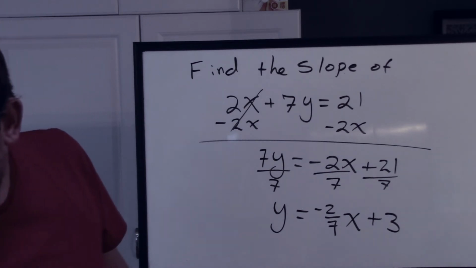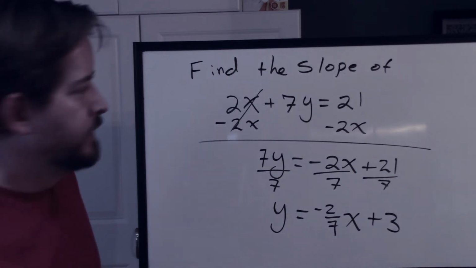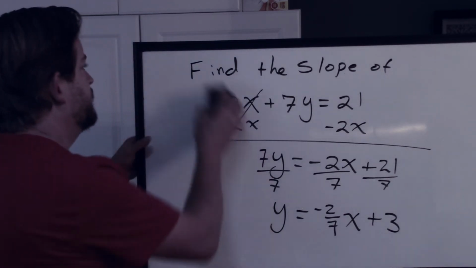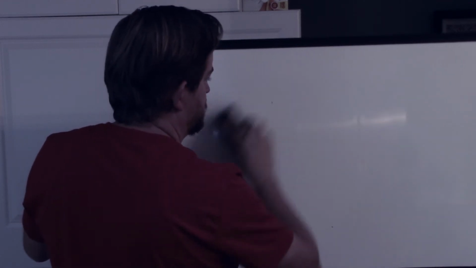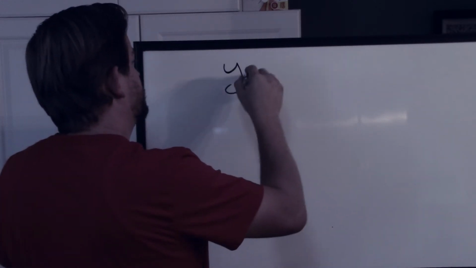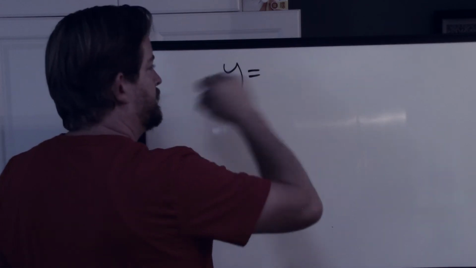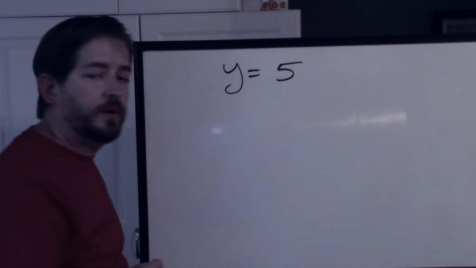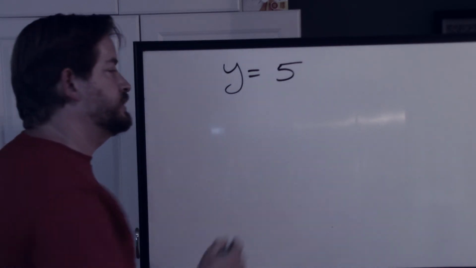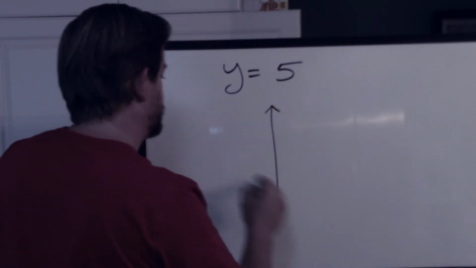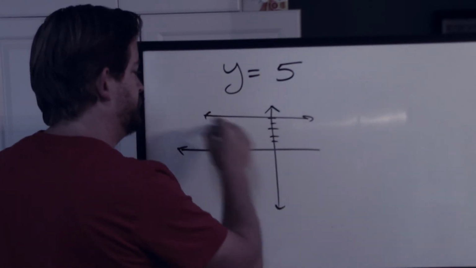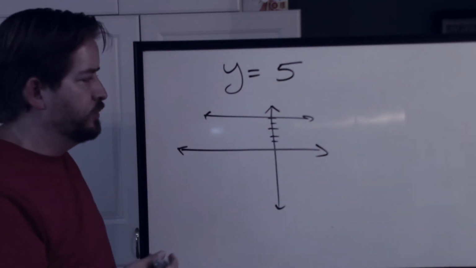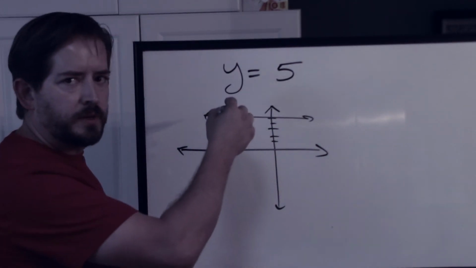Okay. What about the line y equals 5? We've seen this in the last couple of sections. We know what this looks like. It's a horizontal line that just happens at 1, 2, 3, 4, 5, right? So what is the slope? Well, it doesn't ever go up and down, right?